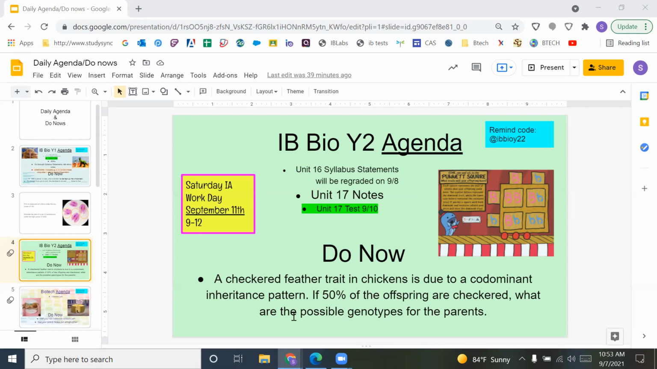All right. So, like I said, you will see a question like this on your test, and it is likely that you'll see it at the end of the year exam. So tomorrow I will have another backwards Punnett square do now for you. We'll keep practicing with it. Okay. Let's get to our notes.